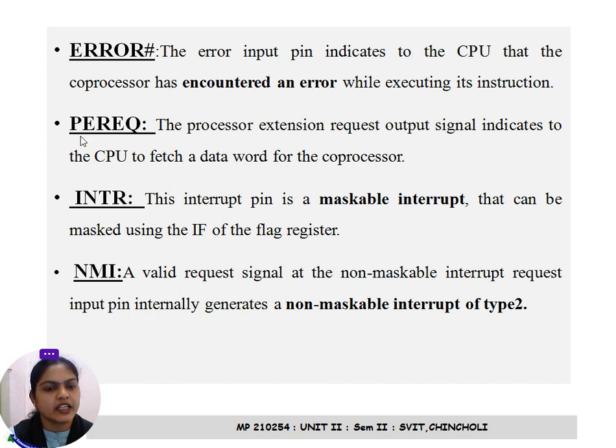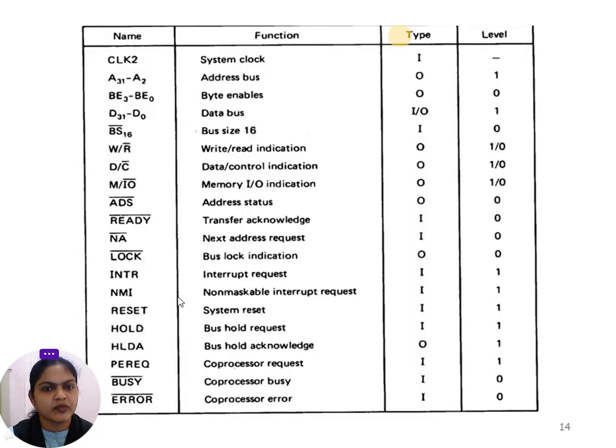Then the next signal is the pre-request, which is the processor extension request output signal. Next pin is the interrupt, which stands for the maskable interrupt, which is active high. Then the next pin is NMI, which is the non-maskable interrupt, which is the type 2 interrupt pin. All these are the input and output pins of 80386.